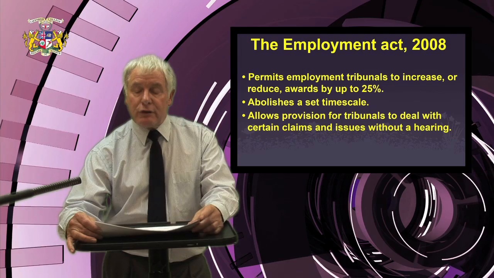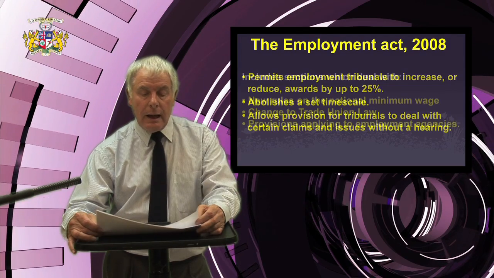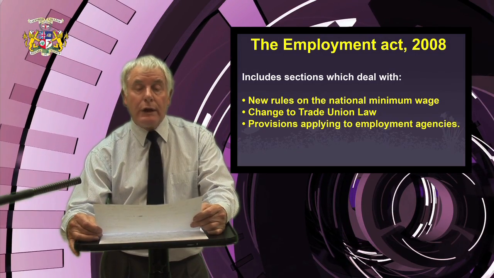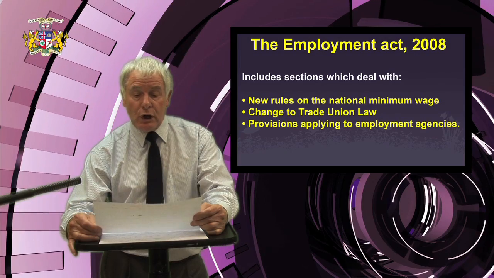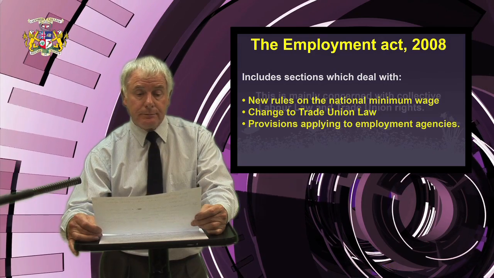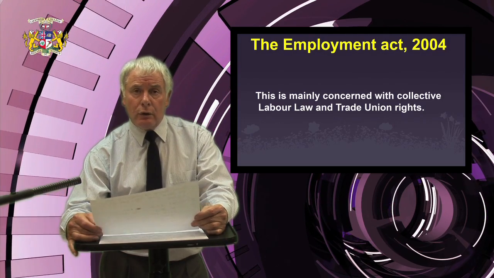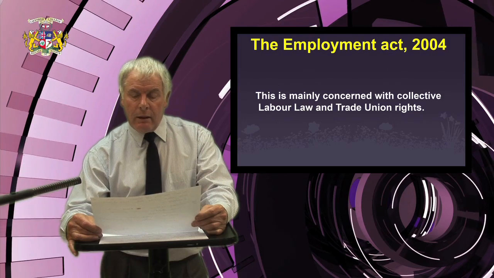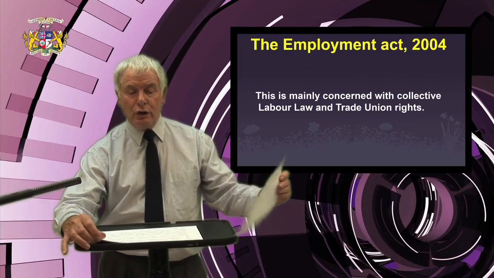It allows provision for tribunals to deal with certain claims and issues without a hearing, and it includes sections which deal with new rules on the national minimum wage and changes to trade union law and provisions which apply to employment agencies. So this is quite detailed. Another law that relates to this area is the Employment Relations Act 2004. This is mainly concerned with collective labour law and trade union rights.